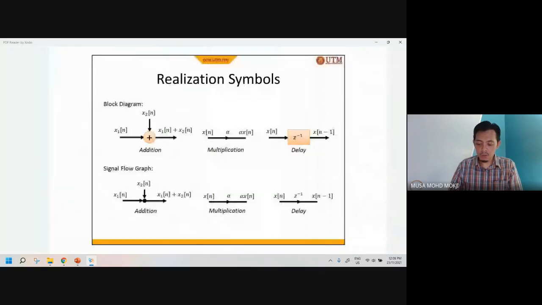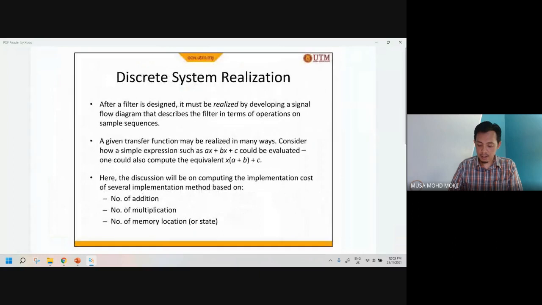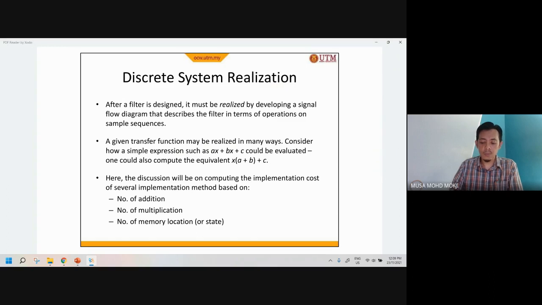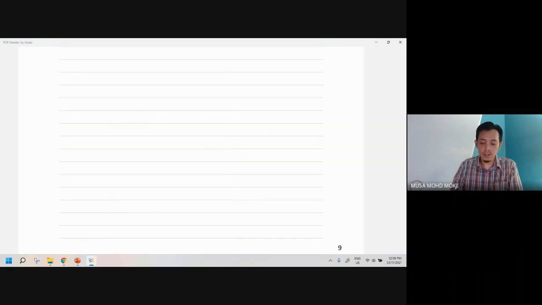Now we're going to look at this, because I've been talking about system realization even from the beginning of the first session today. Realization is implementation. It is our final product. So how should our final product look, and how do we optimize it? We have seen one simple optimization here.